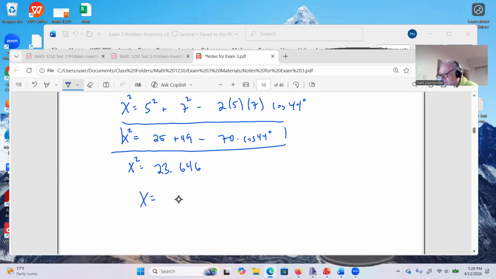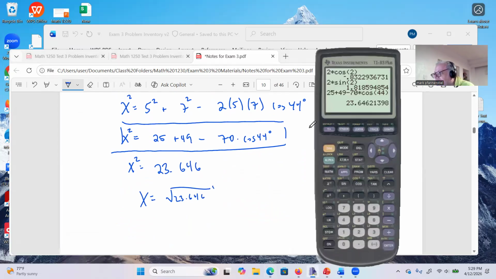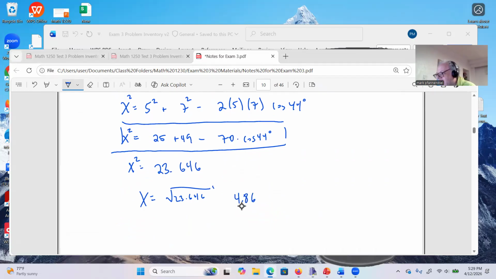So x is equal to, we're going to choose the positive square root because we want a length, the square root of 23.646. We're just going to type this into the calculator: second function square root, second function answer, voila. And our answer here is 4.86. They wanted it to one decimal place, so we're going to say this is 4.9 centimeters, since all of our units are in centimeters. And that's going to be our happy answer.